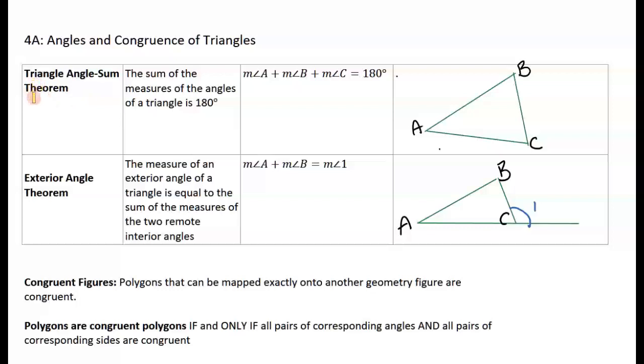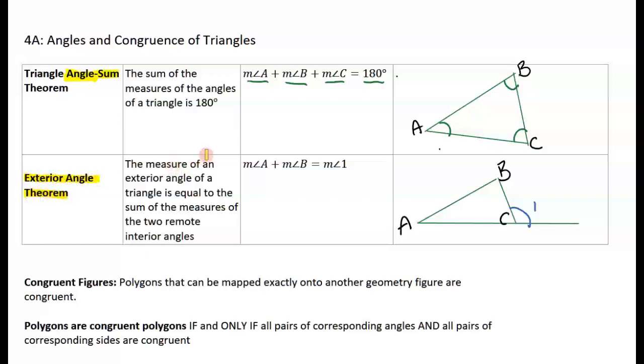We have the triangle angle sum theorem. So the angle sum theorem specifically for a triangle. This is only for triangles. It is that the sum of the measures of the angles of a triangle is 180 degrees. For example, with this triangle, with angles A, B, and C, the sum of those angles, A plus B plus C, equals 180.